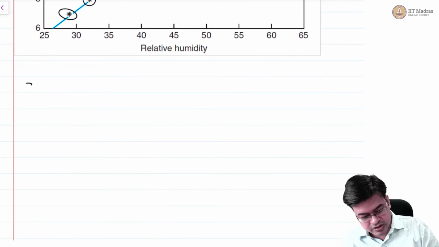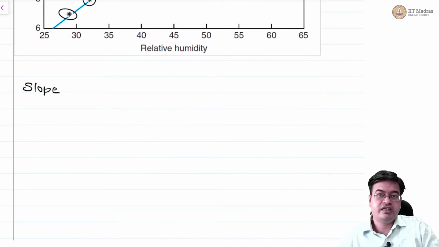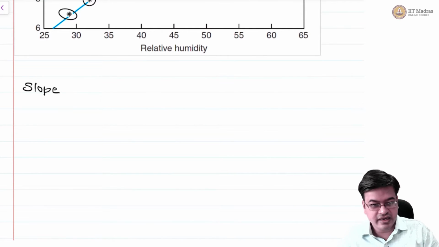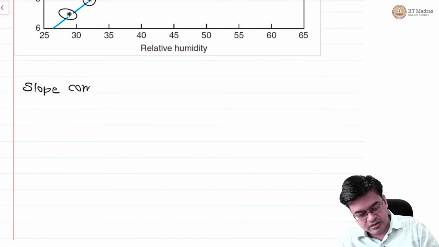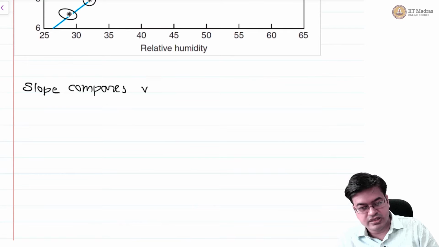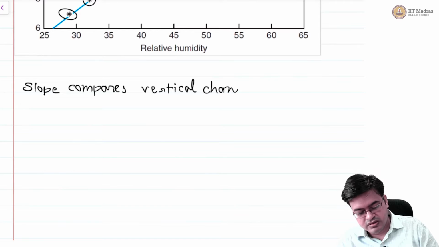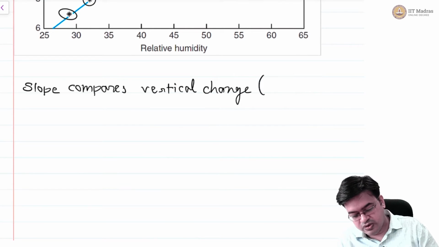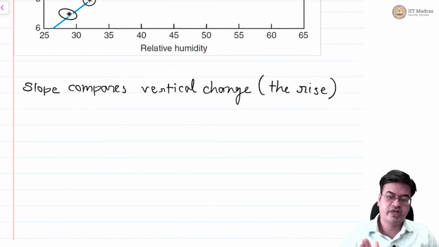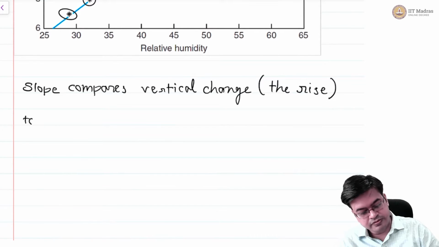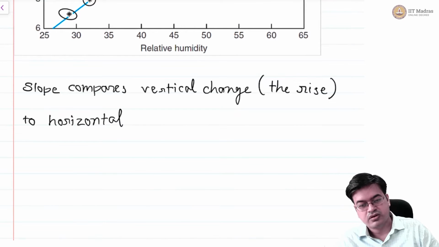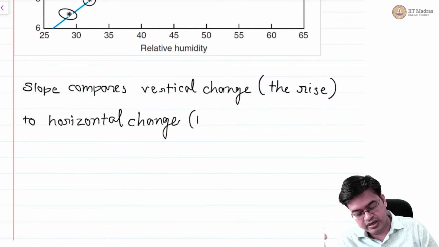Basically, what is a slope? A slope is a quantity that compares the vertical change, meaning a change in the y-axis, and you call that vertical change the rise, with respect to the horizontal change. What is a horizontal change? It's a change in the x direction, and you will call that the run.